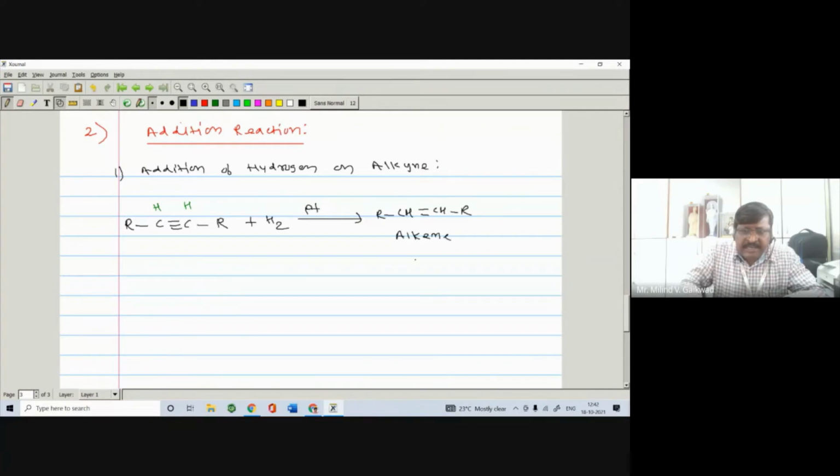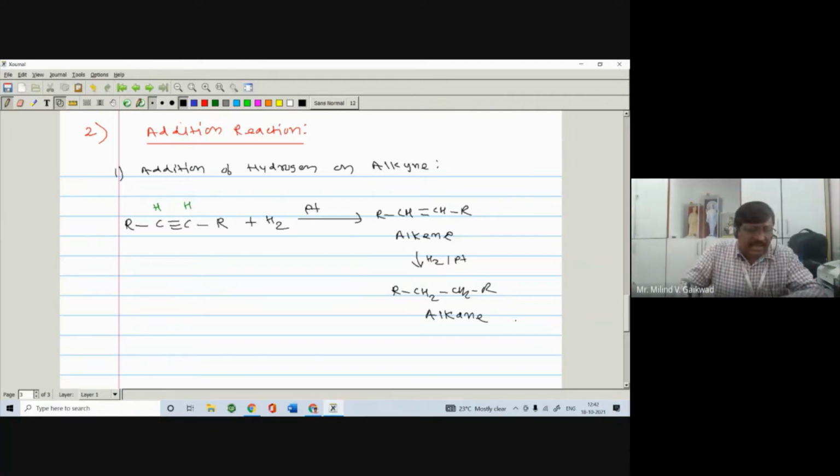But as the reaction takes place in the presence of a catalyst, the reaction does not stop here. Further, it undergoes hydrogenation, and you will get the corresponding alkane.